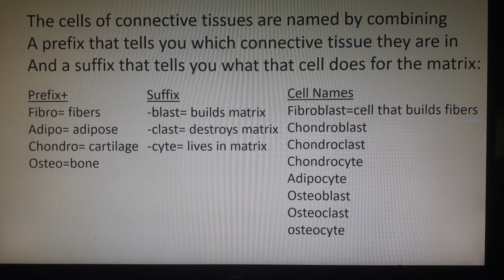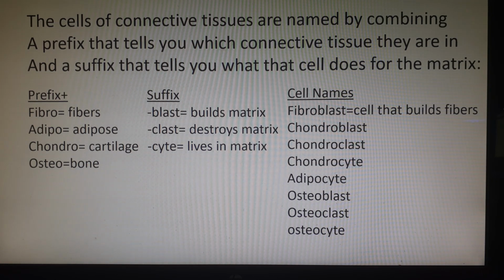So how do we combine these? Well, if I told you the name of a cell was a fibroblast, then from this setup, you could tell me that that cell is building fibers for the matrix. Okay? So we would have fibroblasts and fibrocytes, not so many fibroclasts. Okay? You will see chondroblasts, chondroclasts, and chondrocytes. You will see osteoblasts, osteoclasts, and osteocytes. And you will see adipocytes.